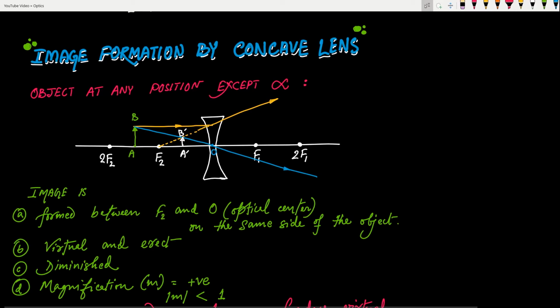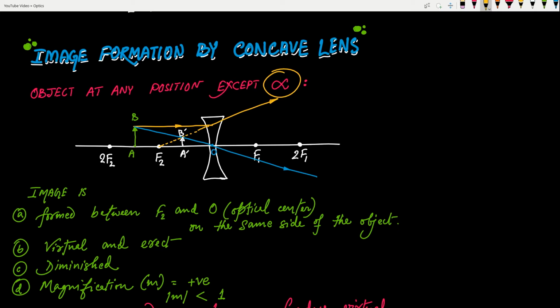Okay, now let's look into the image formation by concave lens. It's much simpler than convex lens. There is only one criteria here, and everything will be almost the same. So let's see. Object at any point except at infinity. When we are keeping the object at any point except infinity, and you know why I have written except infinity, I'll explain it later.